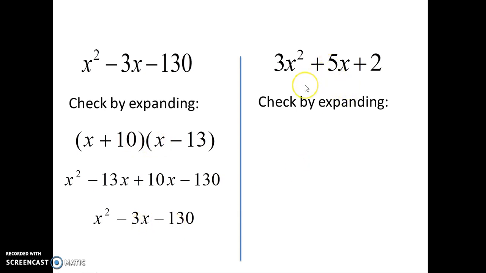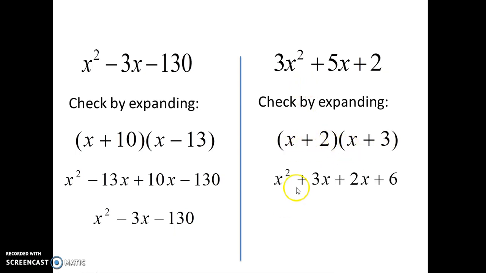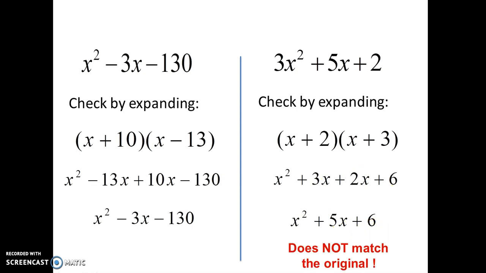Let's check this one. This one we had this factored form, perhaps. Now we're going to multiply through: x times x squared, x times 3, 2 times x, and 2 times 3. We get this. Combine the two middle terms. We get x squared plus 5x plus 6. This is no good. Check it out. It does not match the original. The original was this, and now we have this. That means our factoring must have been wrong because our factoring multiplied doesn't bring us back to the original.